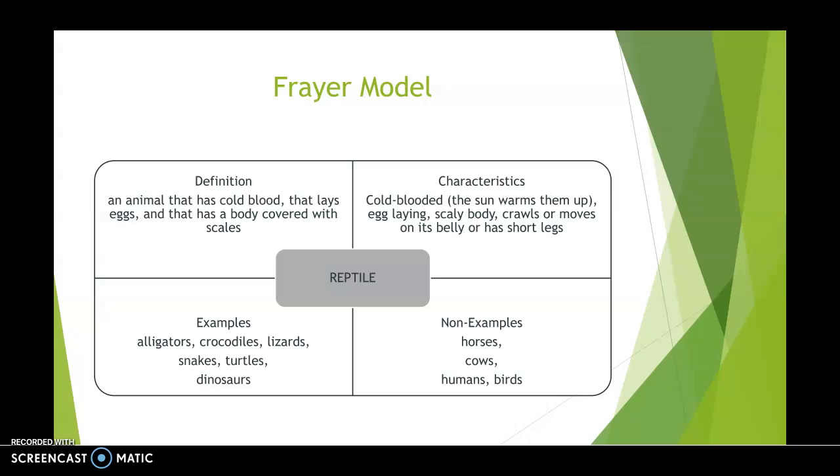So some non-examples of reptiles. What is a reptile not? It's not a horse. They're not cows, humans, or even birds.